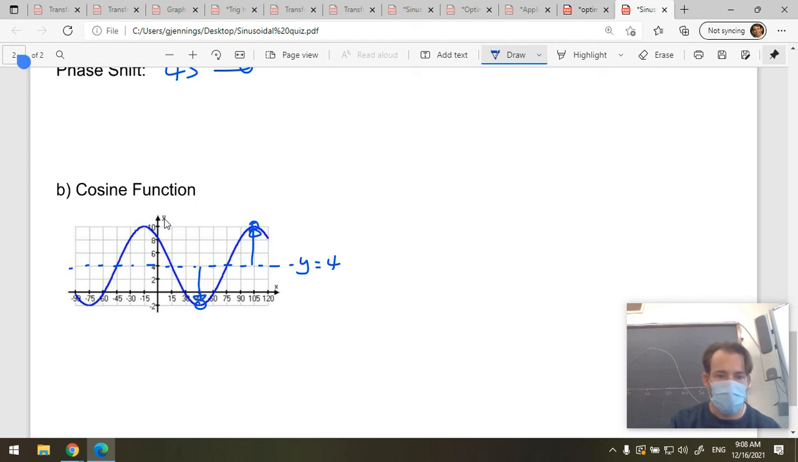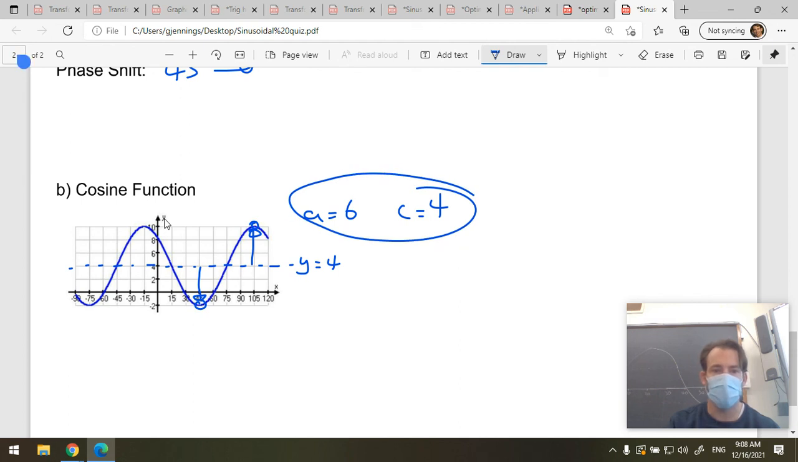Okay, the amplitude is given here or here. All right, it's 6 above the axis. So A is equal to 6. C is equal to 4. These are my transformations to get the function to match that. My period here goes from negative 15 to 105. My period is again 120, so my k value is the same. It's 3.